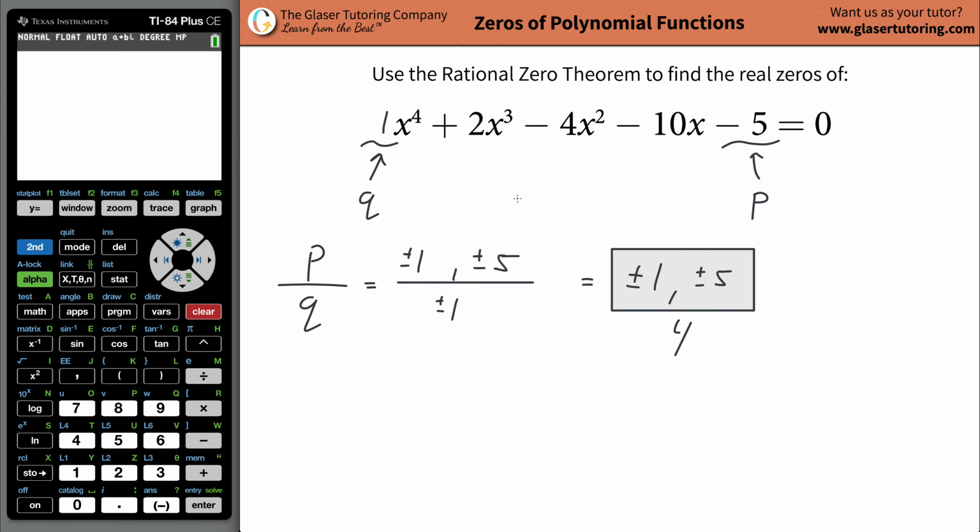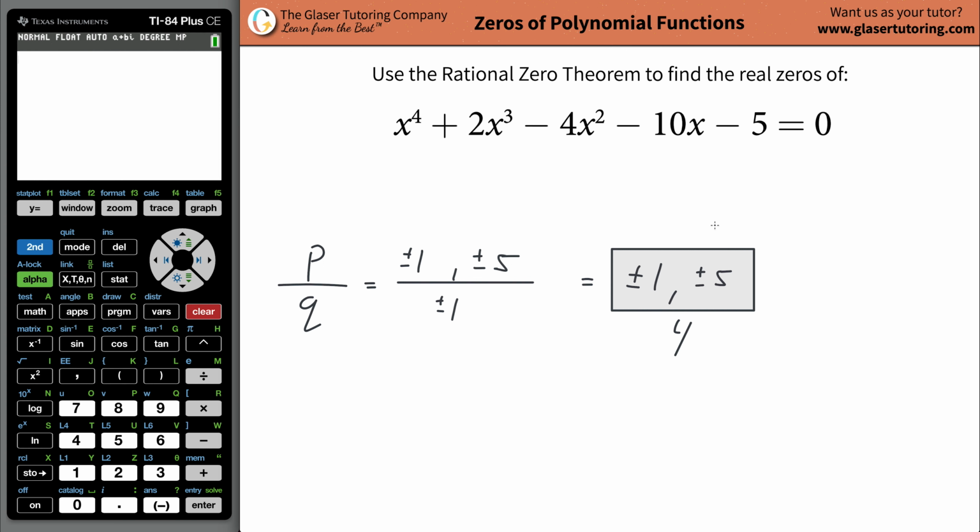All right, now, for this function, it's a quartic, right? So it can have a maximum of 4 real zeros. Now, those zeros might not be rational. They might be rational. I don't know. Or they might all be imaginary, in which case none of these would work. But the idea here is this. After you have your list, remember there's really 4 possibilities here: positive 1, negative 1, positive 5, negative 5.